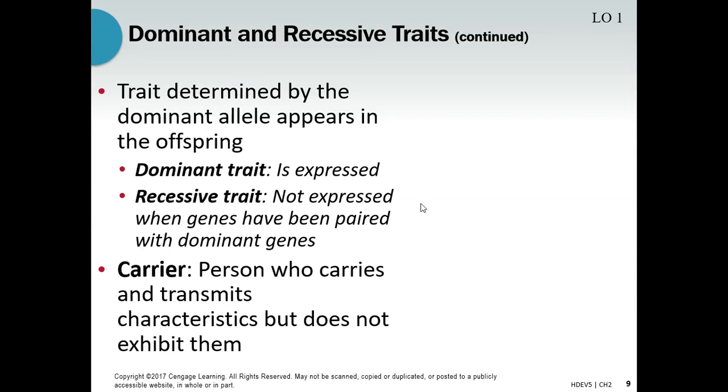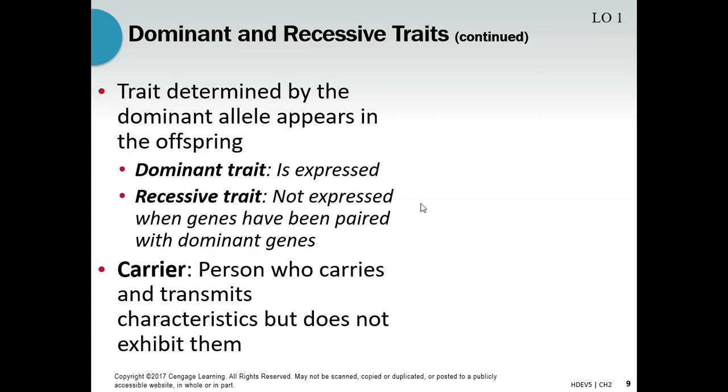Again, dominant alleles are the alleles that you express. If you have brown eyes, that means that you must have at least one dominant allele for brown eyes. And so even if you have an allele for blue eyes, the dominant trait has covered the recessive trait. And the recessive traits are not expressed unless you have both recessive traits. So if you have blue eyes, you have to have two recessive alleles, one that you got from mom and one that you got from dad.